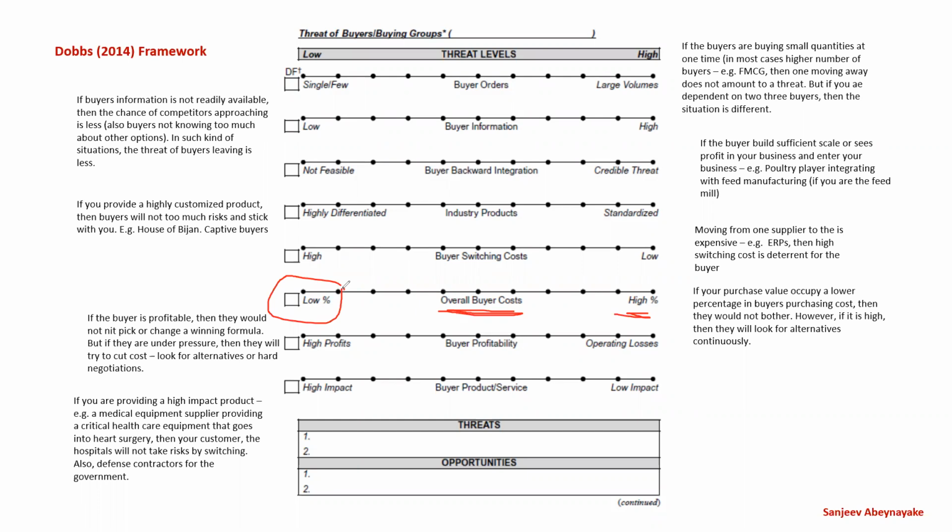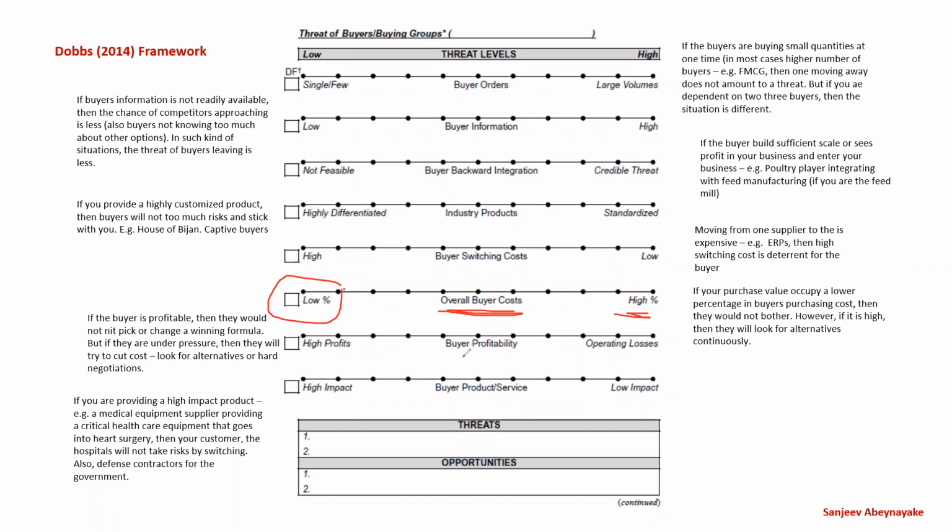So if I'm in that airline safety equipment space, it's a highly specialized industry, but the value of that is minuscule compared to an aircraft. So I would say the buyer's cost in the scheme of things is smaller. Therefore, they won't be looking around.